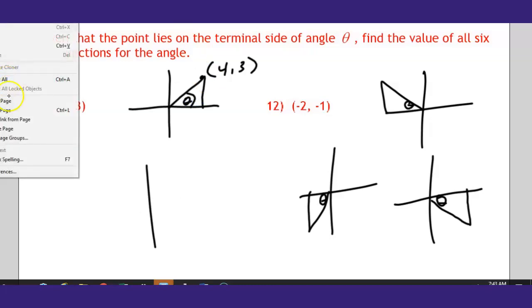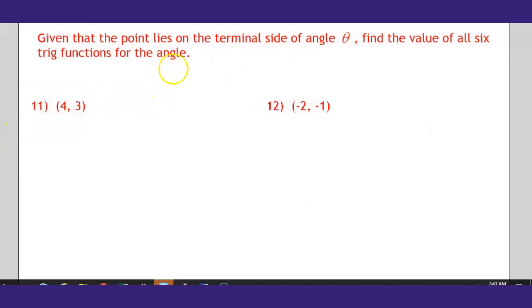Now, let's look at this problem again. 4, 3. Right 4, up 3. All right. I don't have to really count out the numbers. So there's theta. So now, if you think about a point, I went right 4. I went up 3. So now what I'm going to do, I need to find this side over here. I don't know what that is, but it's okay.